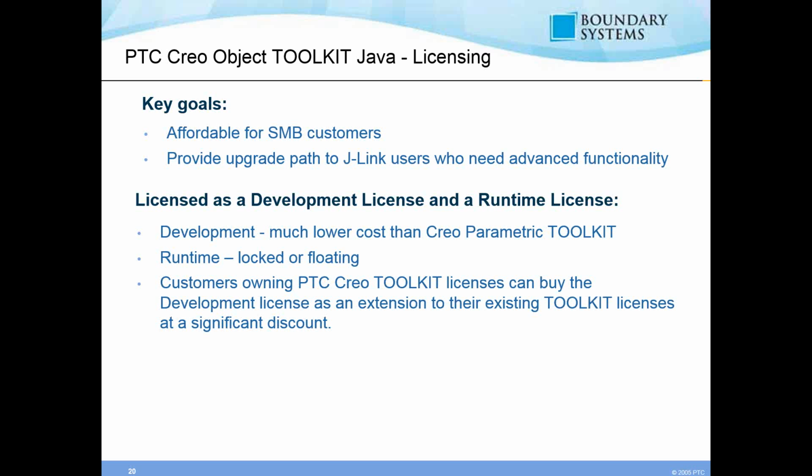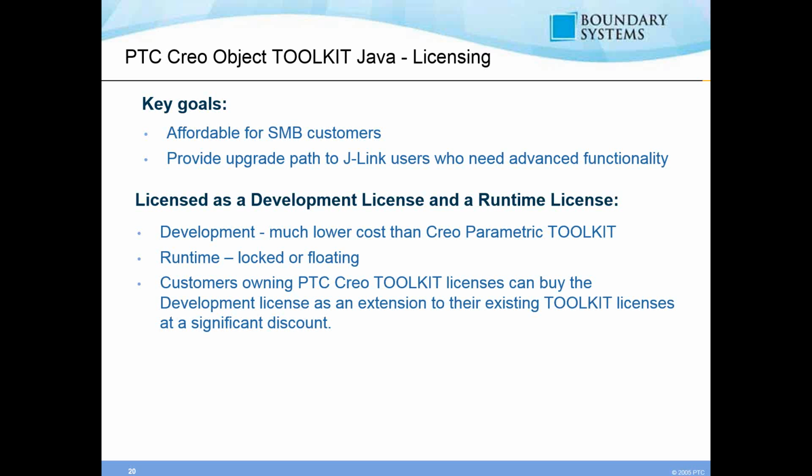And so Toolkit Java is licensed with a development license that is less than half the cost of the traditional Toolkit license, and then the runtime license can be either locked or floating. I think it's $1,300 a seat for the floating license, and maybe half of that or so for a locked version. So again, you'd need a development license to actually develop the application, and then any users that are actually going to be utilizing it would need access to a runtime license in order to do that.